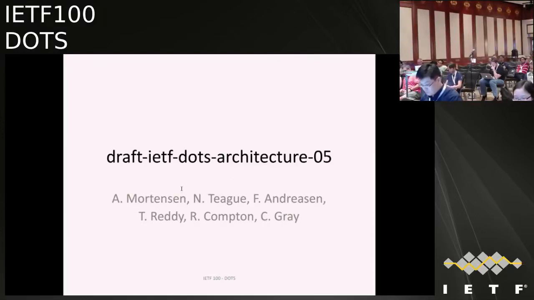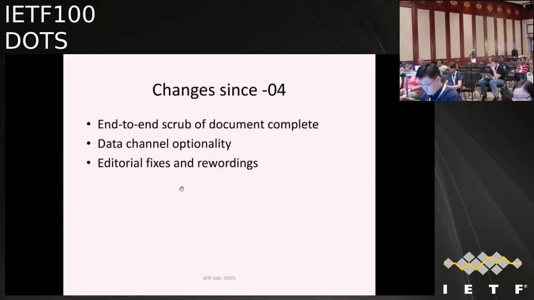So let's get started. This is the 05 revision of the architecture draft. Next slide, please. We had promised an end-to-end scrub at, I think, IETF 99, and reiterated that intention during the interim, and that end-to-end scrub is now complete, thanks largely to Fleming's work. It addressed a number of editorial issues and also captured a couple of minor but important changes. We believe that the document is generally in good shape as a result of this work.